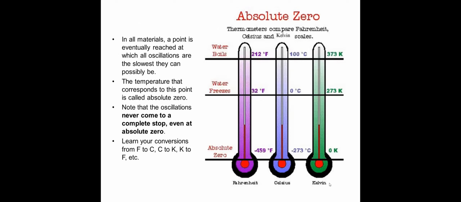Now, the term absolute zero refers to what people perceive as the point reached when all oscillations or vibrations are the slowest they can possibly be. That temperature is what we call absolute zero: 0 Kelvin, negative 273 Celsius, or negative 459 Fahrenheit. But interestingly, oscillations really never come to a complete stop, even at absolute zero. So is there really an absolute zero?